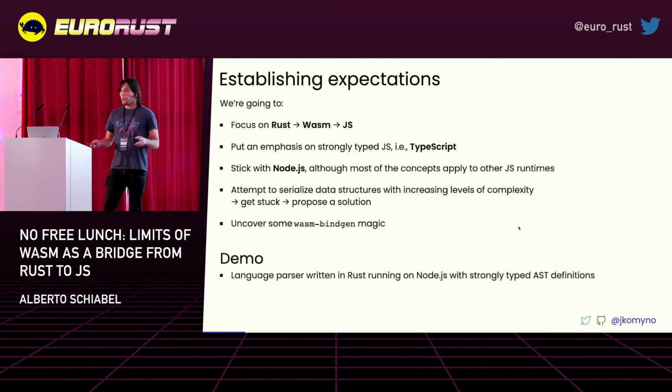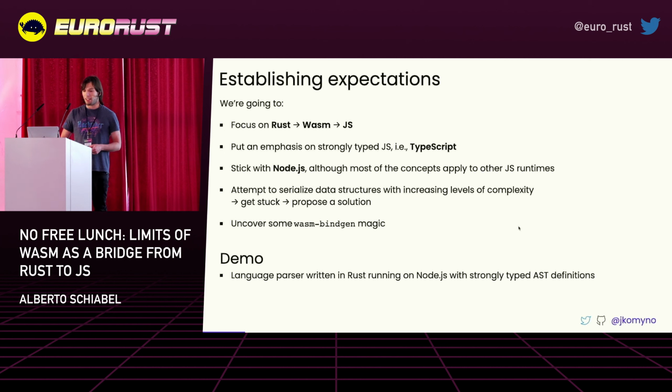All right, so we're going to focus on transforming Rust logic and Rust data structures via WASM to import them in JavaScript and in particular in TypeScript. We're going to attempt to serialize data structures of increasing level of complexities, because it's very easy to convert, for instance, numbers via the foreign function interface. It's much harder when you get boxed structs and things like that. And we're going to go over some wasm-bindgen magic.